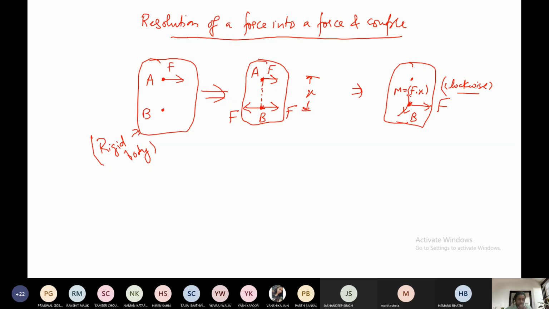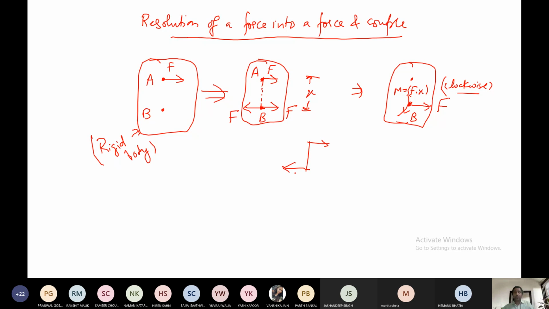So what will happen now? You can see, if I introduce two equal and opposite forces F here, the net effect is zero. So there will not be any problem. And this is the perpendicular distance. Now you can see here this force and this force form a couple. So what is a couple? You know very well. Two equal and opposite forces constitute a couple.